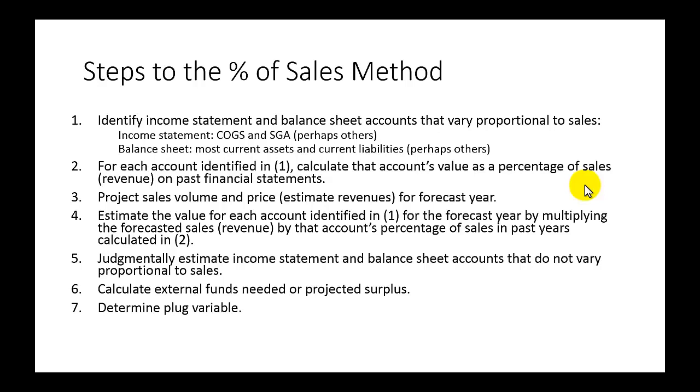So step number 7 is you're going to have to determine an account on the balance sheet that will become your plug variable. Typically, the plug variable is either dividends or debt, and we'll talk through that when we go through our example. The last step then is to use whatever you've identified as your plug variable to bring the financial statements into alignment and balance your balance sheet.